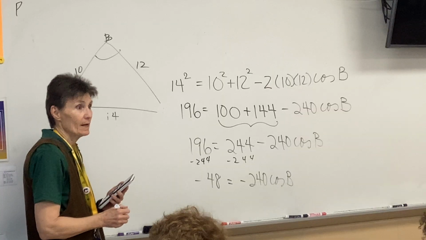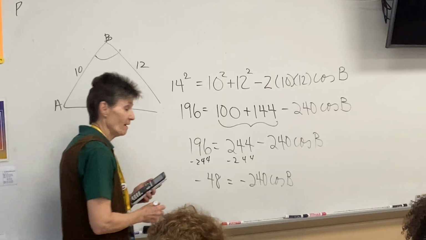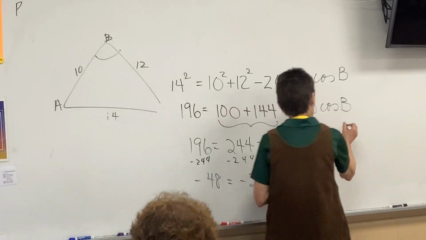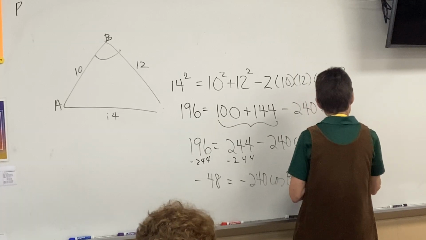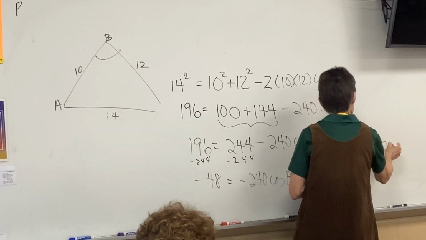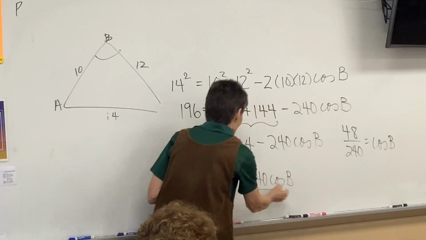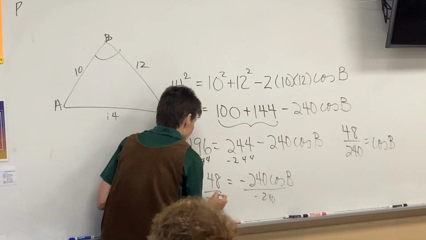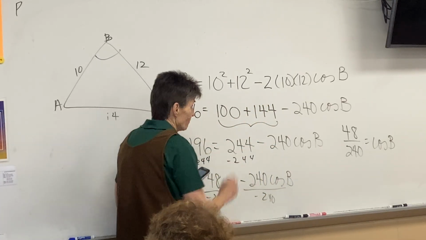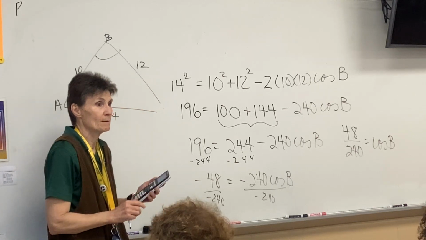Alright, and then what? Divide. So I'm going to have 48 over 240 equals cosine B. I'm dividing by negative 240. The negatives cancel. So I have 48 over 240 equals cosine B.